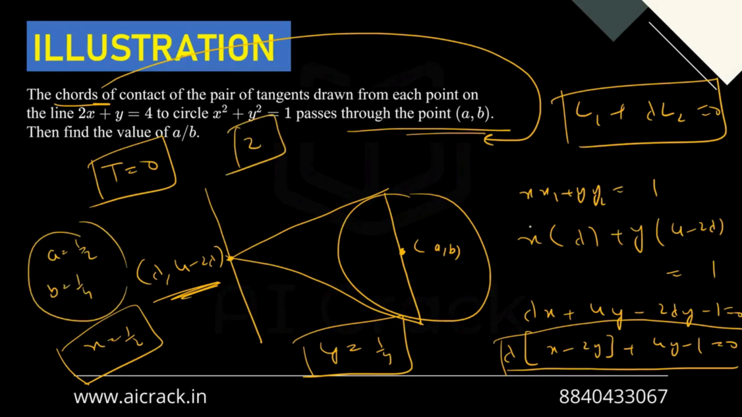So the concept was pretty clear: we have to use the chord of contact, basically T equals 0. The line is given, so we have to take a variable point. And since it says these chords of contact are passing through a fixed point (a, b), that gives us the hint of aligning our thought process towards the family of lines. So that is how you have to do this question.